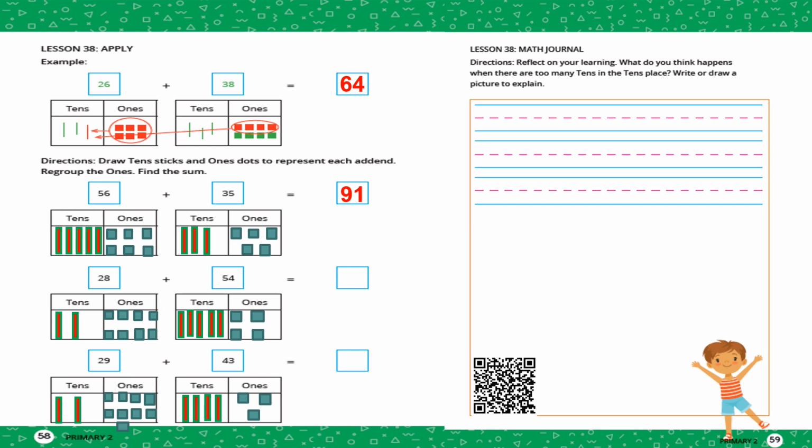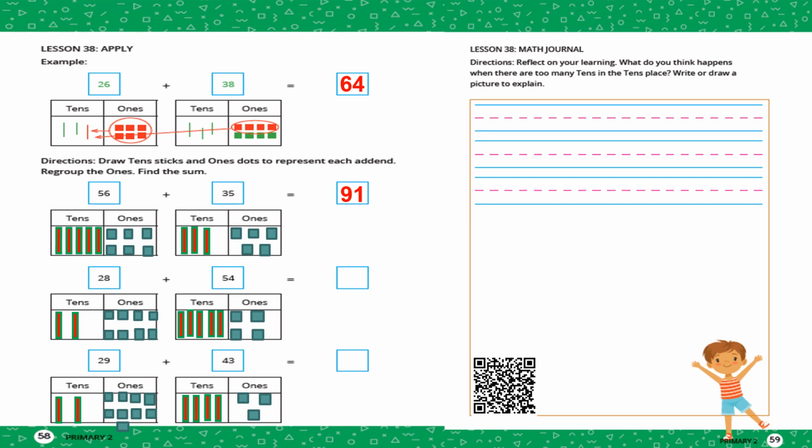Next one. 28 plus 54. 28. How many sticks do we have? 2 sticks. How many small squares? 8 small squares. In 54, how many sticks do we have? 5 sticks. How many small squares? 4 small squares.